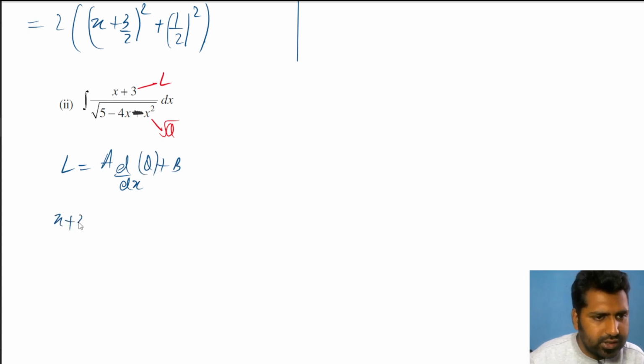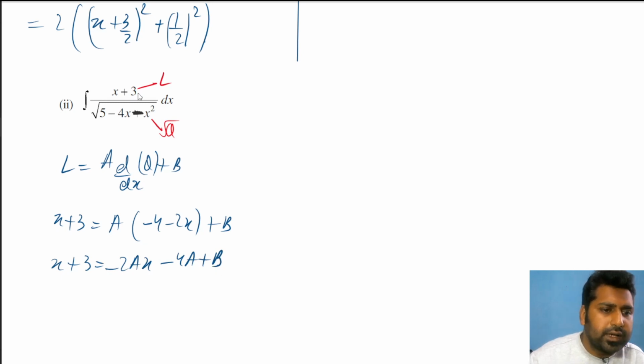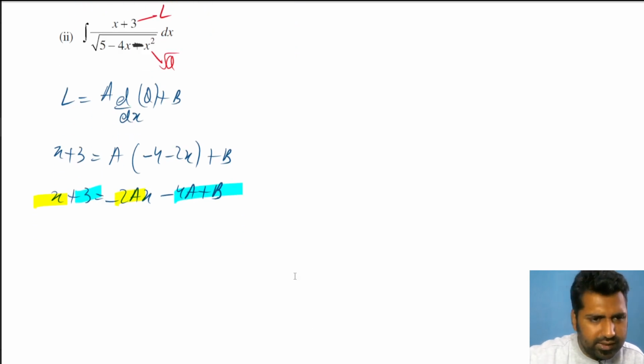So x plus 3 is a times, we don't know a and b, we have to find that. Differentiation of this quadratic is minus 4 minus 2x, plus b. So x plus 3 is, let's write x first, minus 2ax minus 4a plus b. Compare x with x, compare constant with constant. You get yourself two equations. You can easily find a first of all.